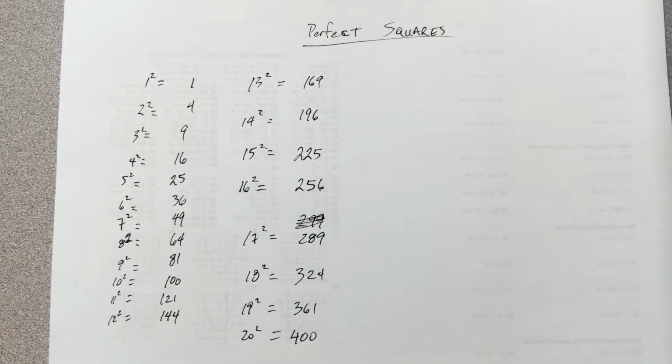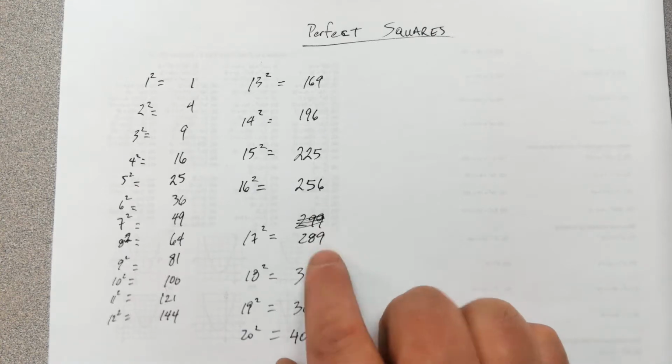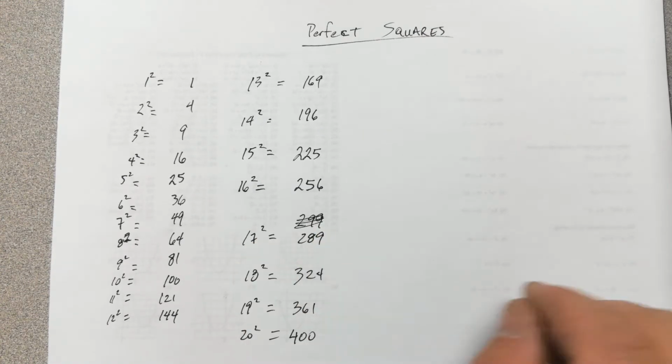Jackie, do you trust me that all these are right? I'm not sure about 17. But what makes me pretty sure I'm right is that 7 times 7 is 49, which ends in 9, and 17 times 17 should also end in 9. I think it's right. Should we check? 17 times 17. Wow, 289.